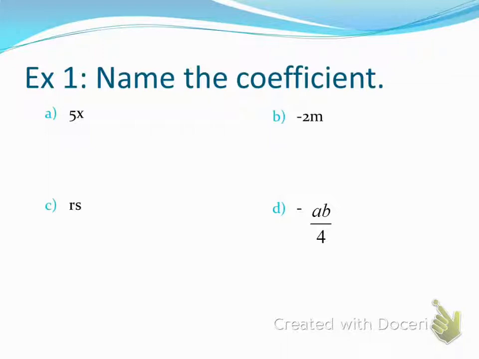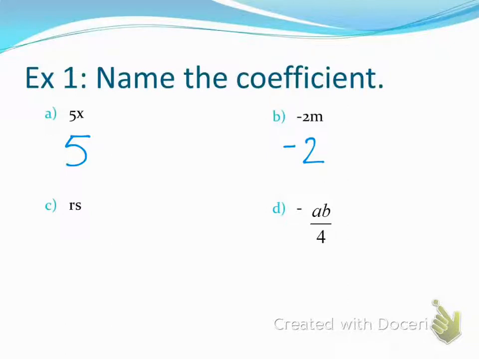On example 1a, we are naming the coefficient. The coefficient is the number being multiplied. Tariana, what do you think the coefficient is on A? The 5 is our coefficient. Very good. Just the 5, not the x. All right, on B, Natalie, what do you think is the coefficient? -2. Wonderful.